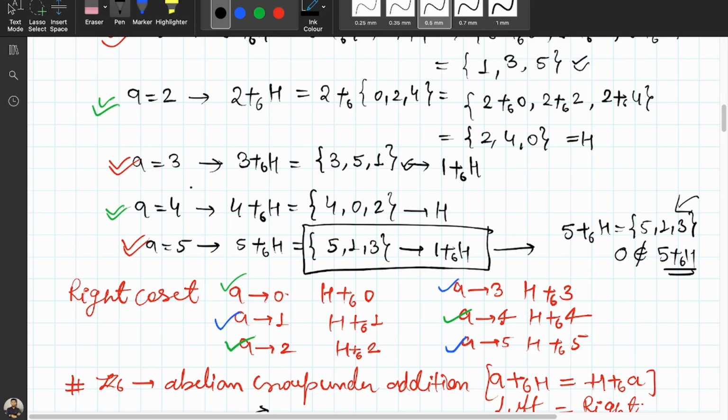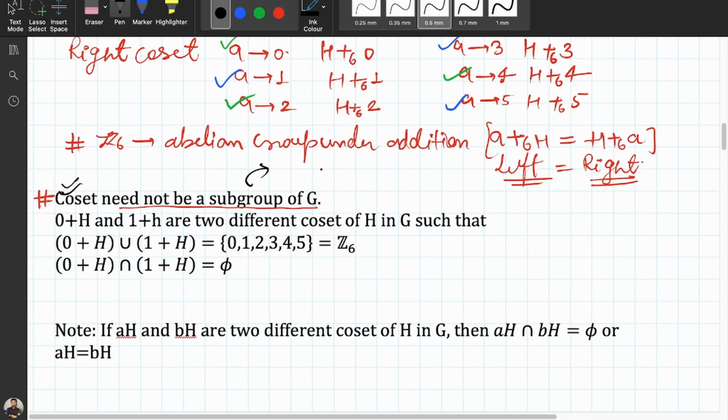Now what about this one? If I write 4 addition modulo 6 with H, 0 belongs to it. Yes, the associative property holds, the identity is there, closure holds, and the inverse of 4 is 2 and the inverse of 2 is 4 in Z6. If all four properties hold, it may be a subgroup, but it is not always a subgroup. A coset need not be a subgroup, not always.